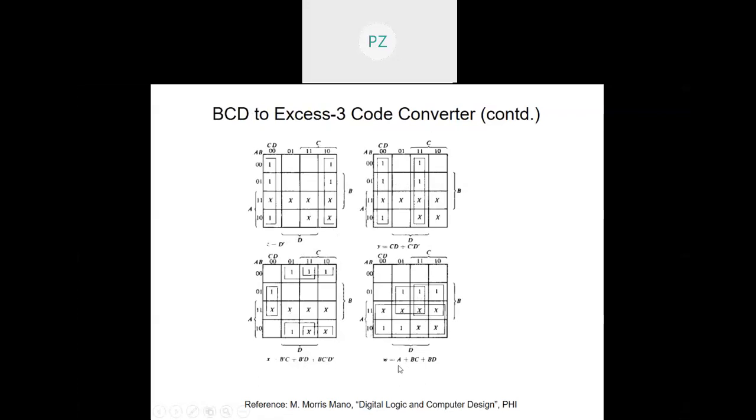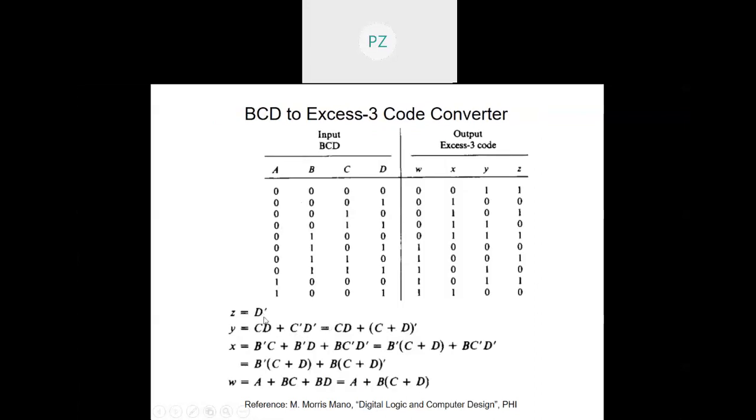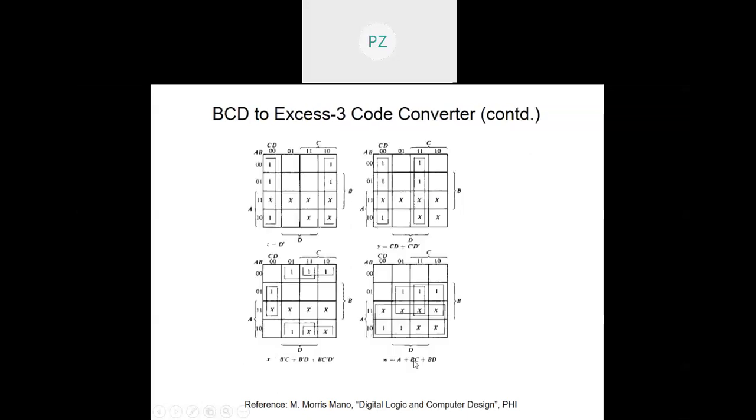If you do the minimization, it becomes A plus B, C plus D. Likewise, I can get X, Z, and Y. So you can do it yourself. Draw the K-map for all the 4 outputs separately and try to minimize all those outputs, right? That will give you practice on K-map as well, and this is a very good example of the don't care conditions. So these are the minimized terms that I'll get for all the 4 outputs Z, Y, X, and W. You can go ahead and verify this for yourself.